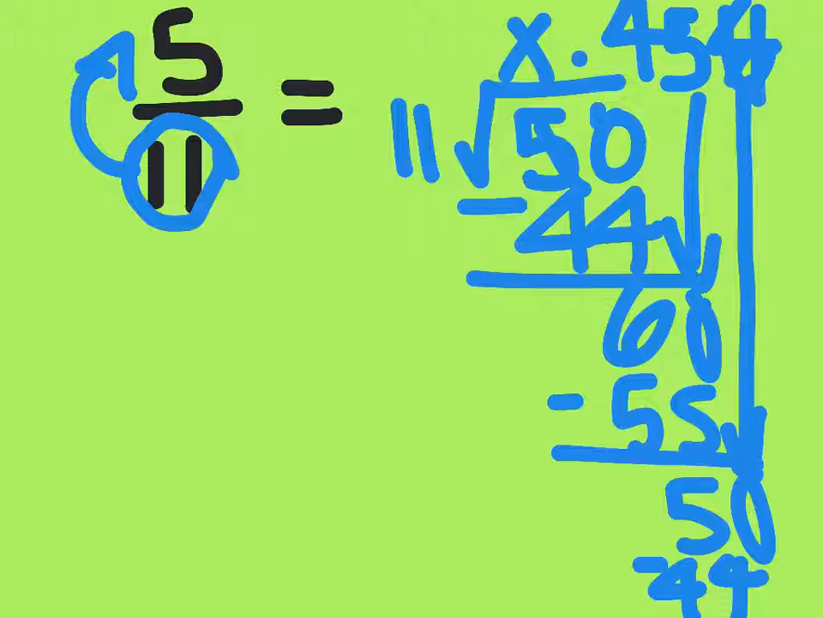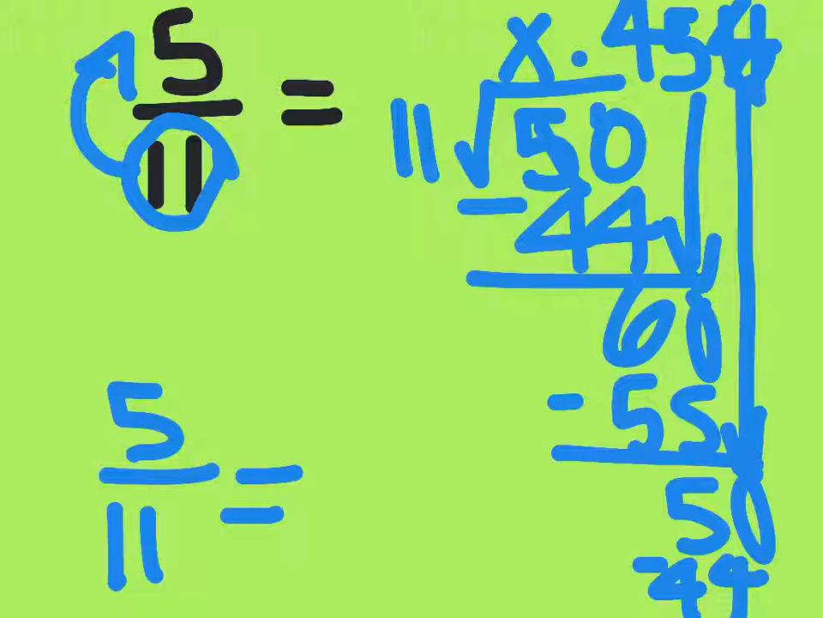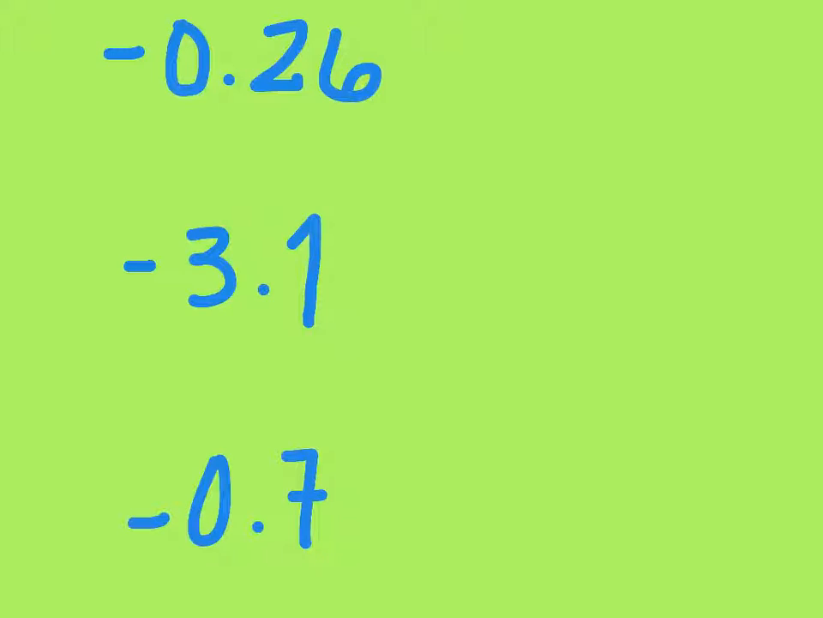So what you do is 5/11 equals 0.45, repeating because it's just going to go on and on, 4, 5, 4, 5, 4, 5. So you want to make sure that you have it over both the 4 and the 5 because that's what's going to be repeating every time.